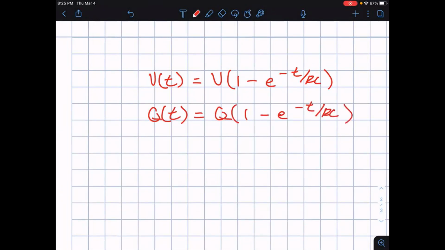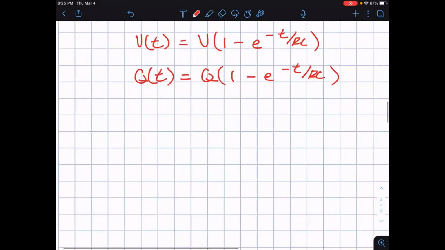Even though current does change with time, the current never follows this charging expression. The current expression always adheres to the discharging form. So current always follows this one right here. And the reason for that is because of the derivative. Partially, yes. I don't usually think about it like that, but yes, you're right.